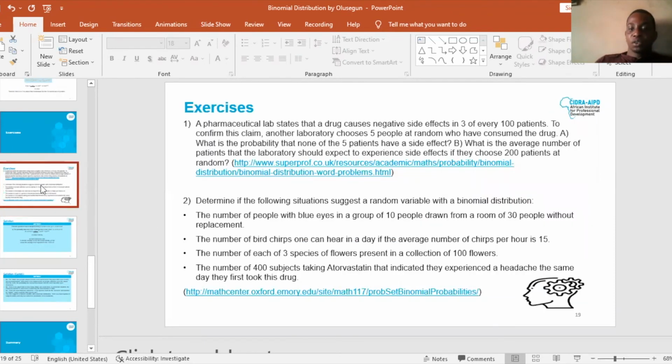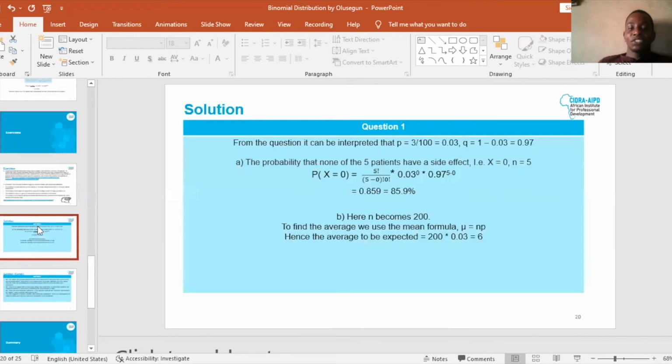So question B, what is the average number of patients that the laboratory should expect to experience side effects if they choose 200 patients at random? The average number. Here, N becomes 200. And we know what average means. Average can also be the same thing as a mean. So to find the average, we use the mean formula, which is equal to N times P.